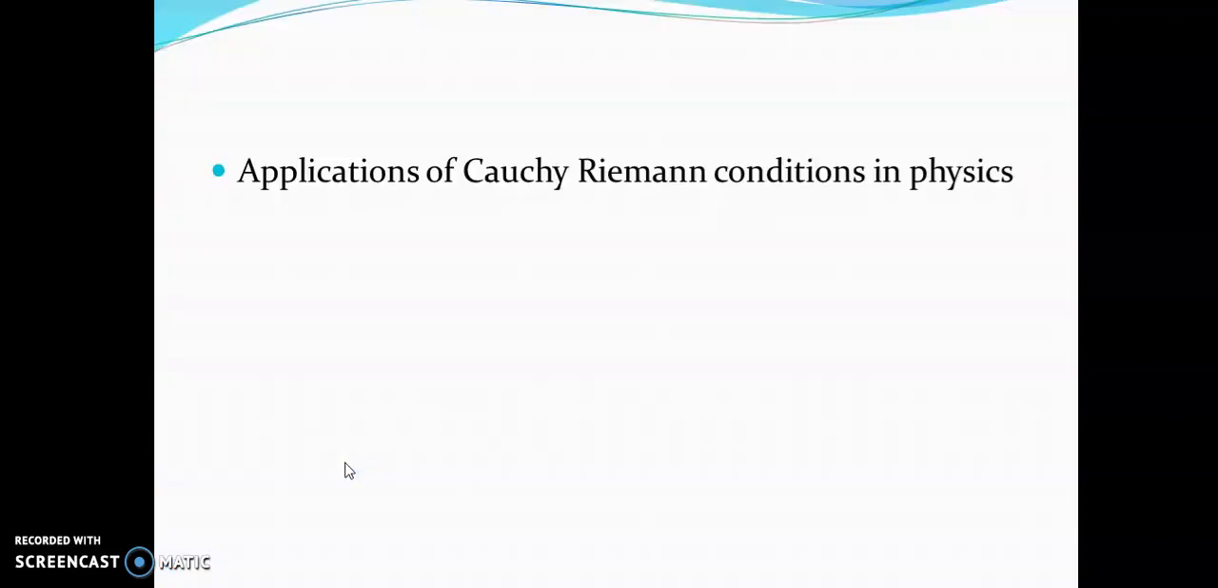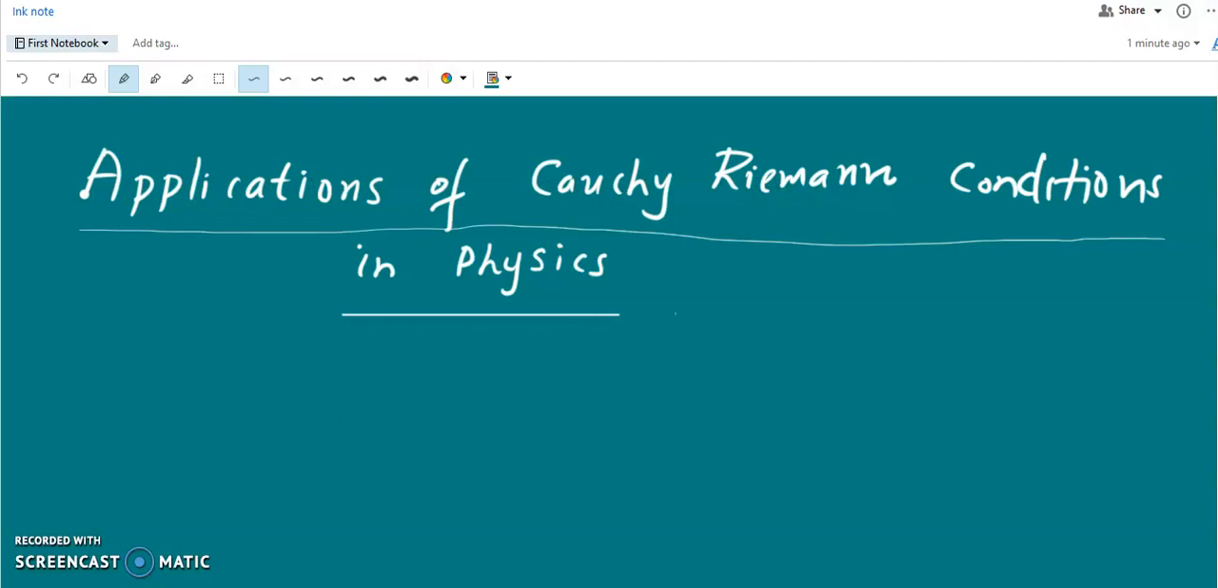Now we discuss the applications of Cauchy Riemann conditions in physics. We have already seen that the real and imaginary parts of an analytic function are harmonic. That is, del square u is equal to 0 and del square v equal to 0. So that means they satisfy the Laplace's equation in 2 dimensions. So these variables provide a solution to a number of field and flow problems.